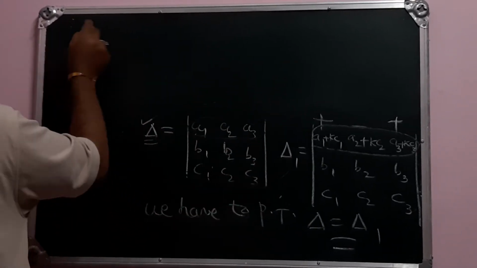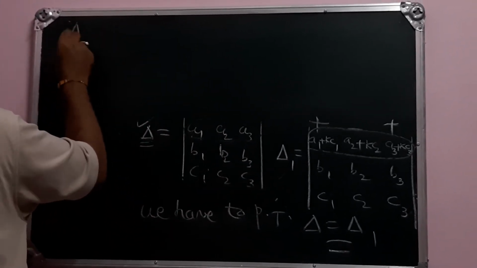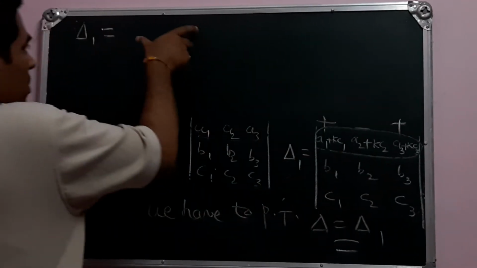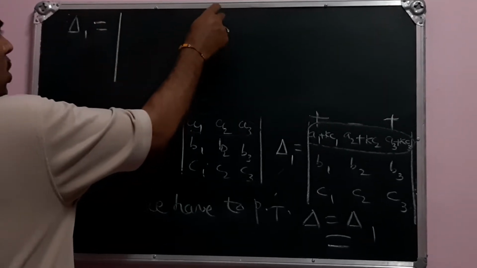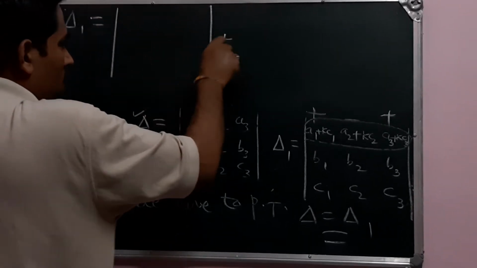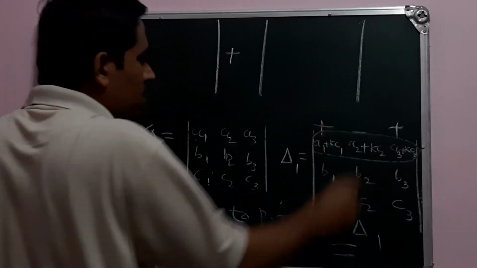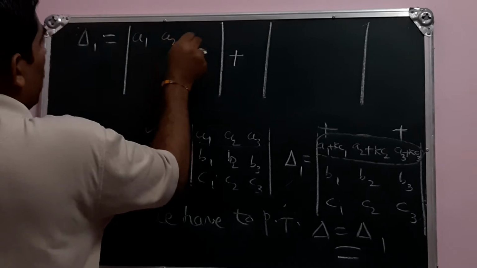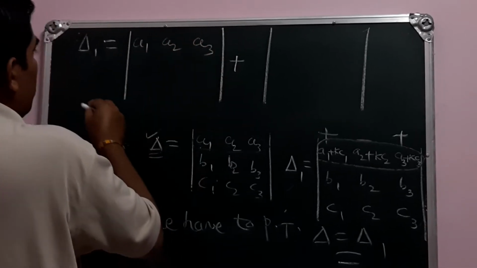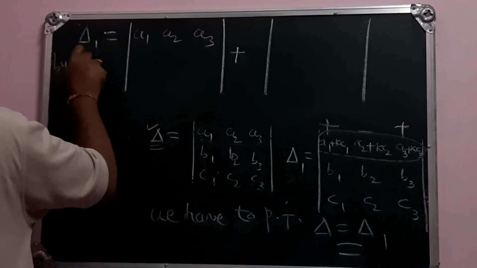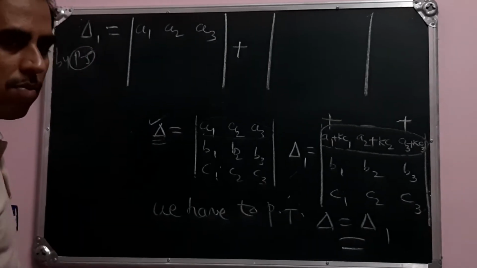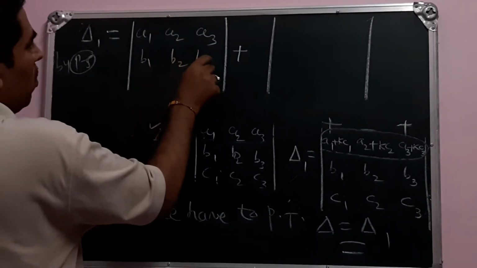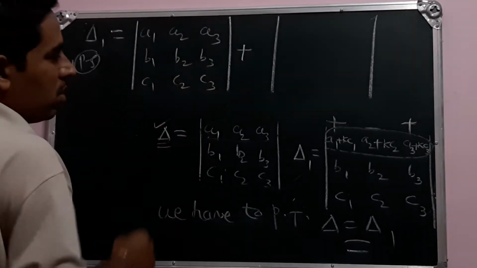So let me write this by the previous property. We can write this delta 1, and we need not expand here. Apply the property here. This determinant can be written as a sum of two determinants, one determinant and another determinant. In the first row I will get A1, A2, A3, by the fifth property. Then B1, B2, B3, C1, C2, C3.